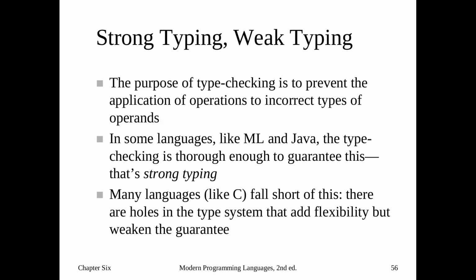But this gets into languages like C. There are holes in the type system that add flexibility, but weaken the guarantee, and that just gets us into weak type checking. C is not the best at this, given the way it's designed.